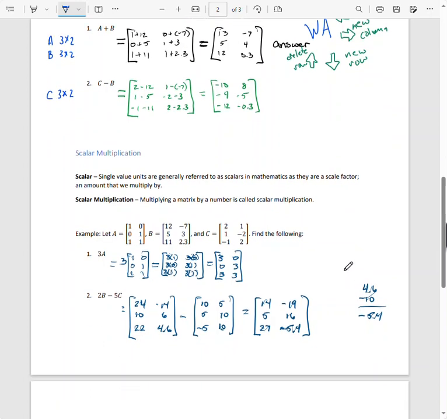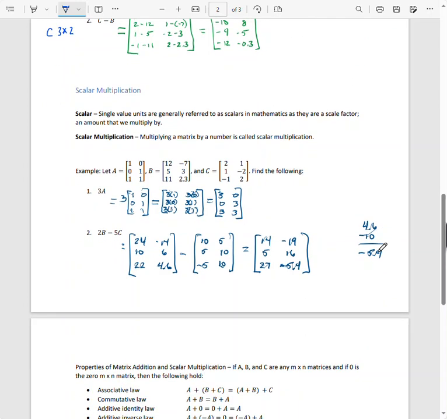Let's talk about scalar multiplication. Now this one got a little rowdy as I was writing the notes, but I'm here to interpret it for you. Here we go. First of all, what is a scalar? Single value units are generally referred to as scalars in mathematics, as they are a scale factor, or an amount that we multiply by. All right, so a scale factor, if you see model cars in the store, it might have a 1 to 12, so a 1-inch part should normally be 12 inches, or a 1-inch part might be 12 feet, depending on their scale.